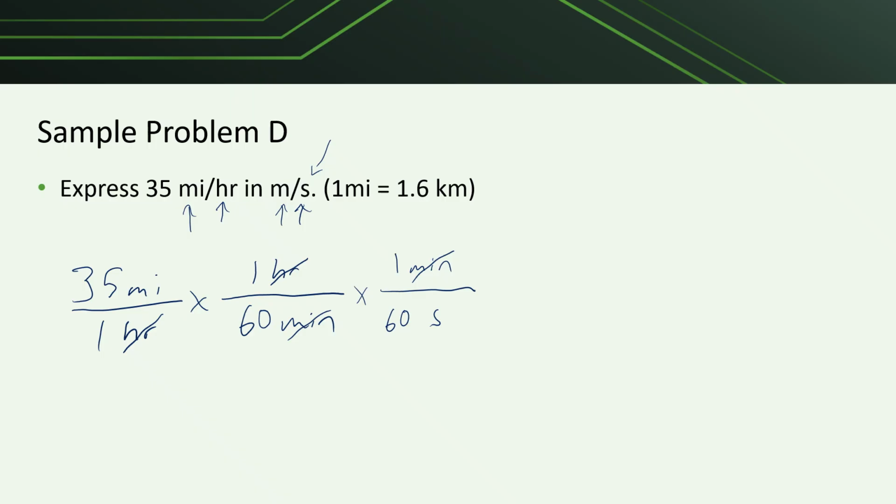But I don't want miles per second, I want meters per second. So let's use this conversion here. You don't need to memorize that. And 1 mile is equal to 1.6 kilometers, roughly.